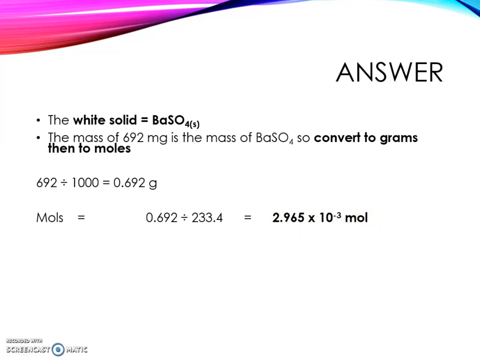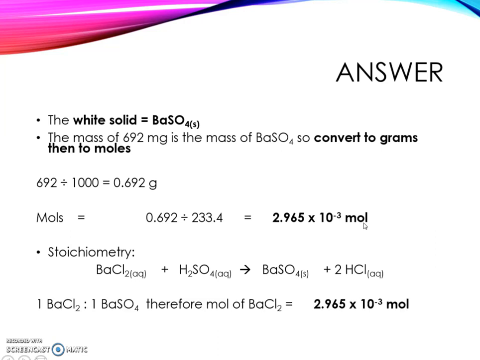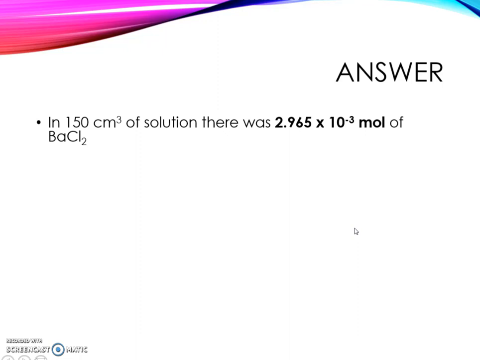Now we need to know how many moles of barium chloride we started with. So stoichiometric equation, barium chloride plus sulfuric acid gives barium sulfate and 2HCl. So we've got a one-to-one stoichiometry, so we can quite simply say that the moles of barium chloride equal the moles of barium sulfate. So we've got our moles of barium chloride. That is the number of moles of barium chloride in 150 cubic centimeters of solution. So we can calculate our concentration.